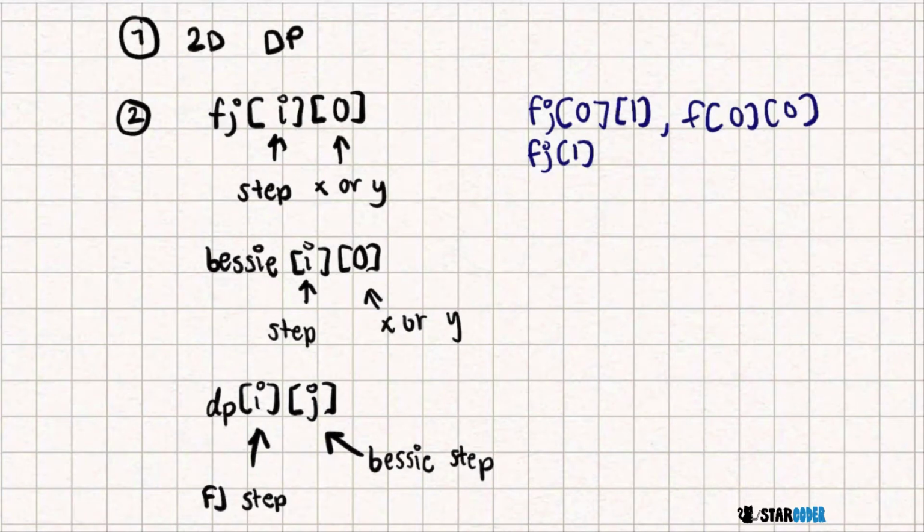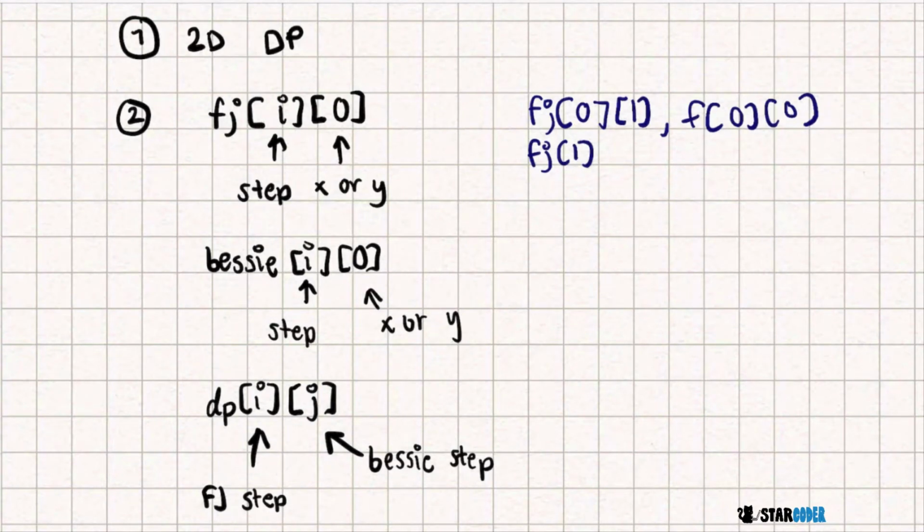Then we do the same thing for Bessie. So we have two different vectors, and for both of these, they store the current location after Farmer John and Bessie have taken I steps. Using this, we're going to build our DP. We're going to have two dimensions. The first dimension is the current step that Farmer John is on, and the second dimension is the current step that Bessie is on.